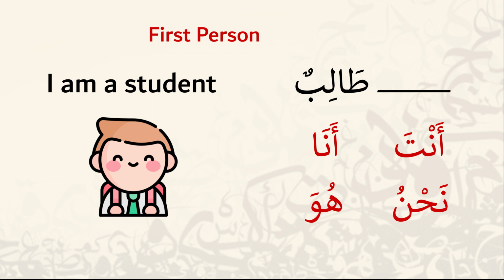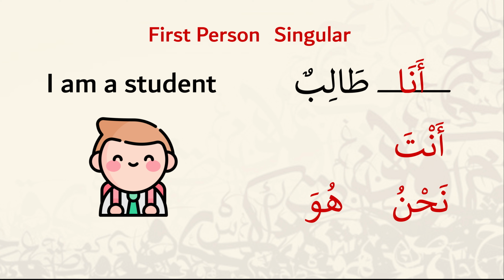Then, the next step, specifying both the number and the gender. We are talking about a singular. A student is a singular, right? So this is enough. No need to check the gender because first person singular uses I, which is أنا, regardless of the gender. So, أنا is the correct answer. أنا طالب. I am a male student.